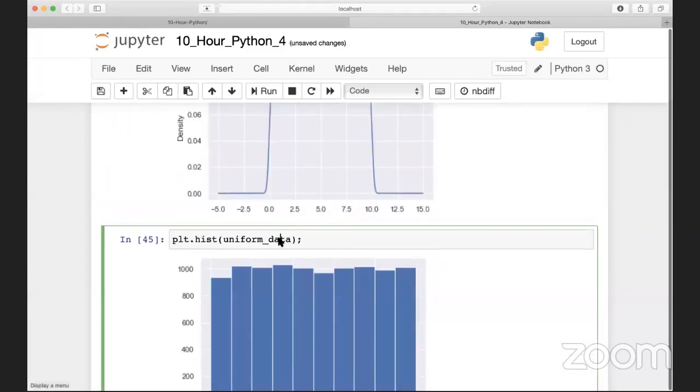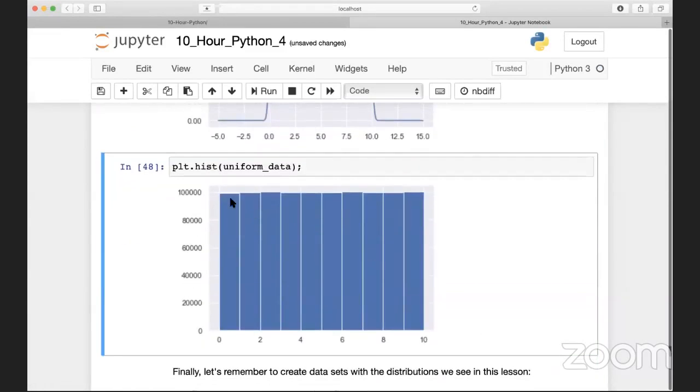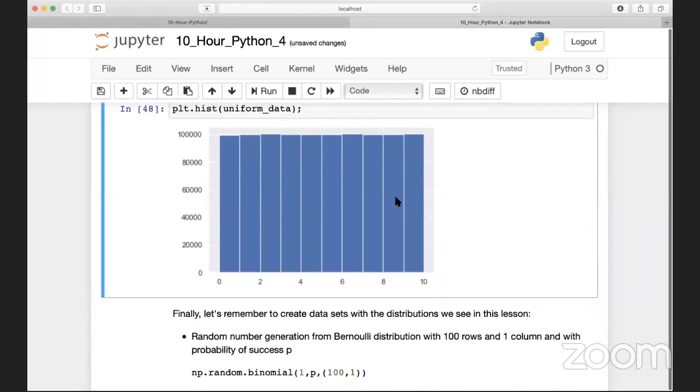Okay, if I draw the histogram here, all the data points get the same probability. Okay, same probability of occurrence. All right, this is what the uniform distribution looks like.